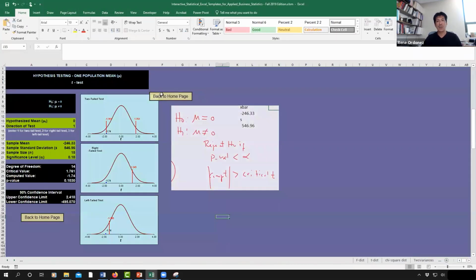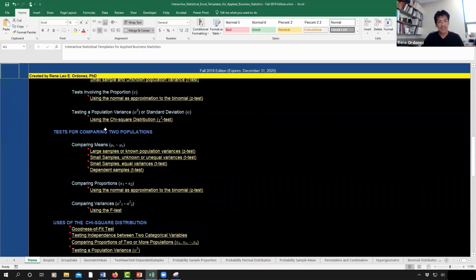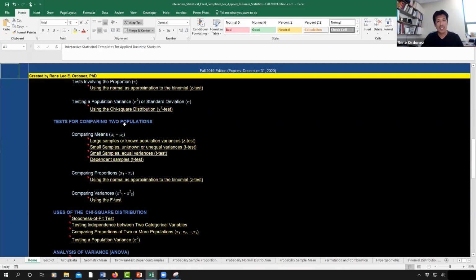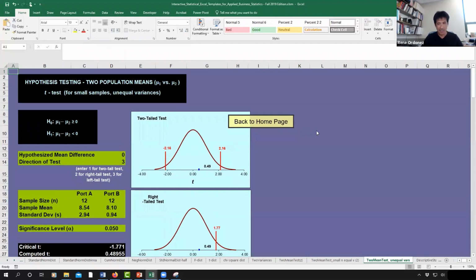Okay, so let's go back to home and scroll down. We're comparing two populations, small samples. So there are two options there. One says small samples, unknown or unequal variances. The other one says small samples, equal variances. And based on the problem, the variances are not equal. So we will select this option and fill in the blanks.